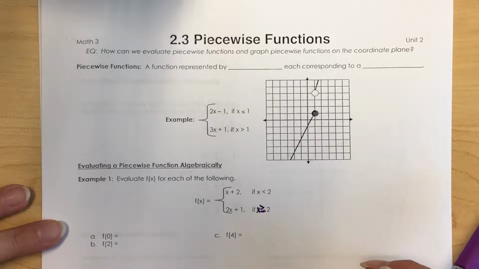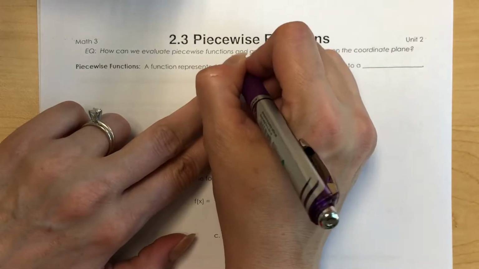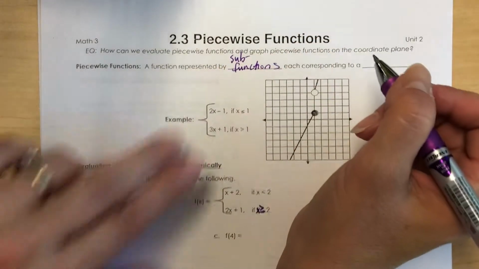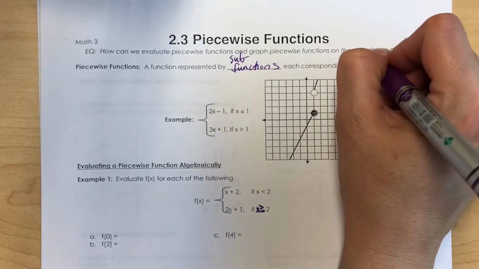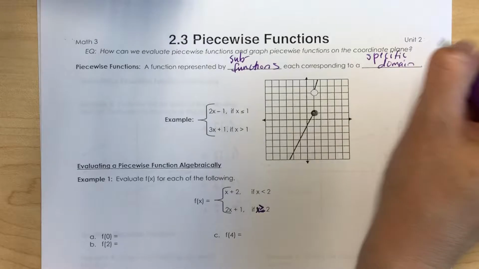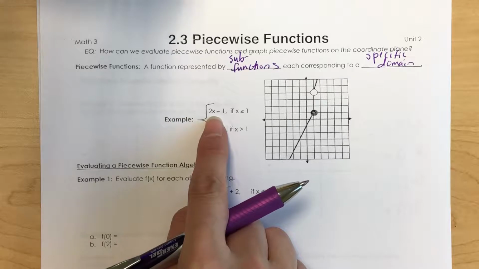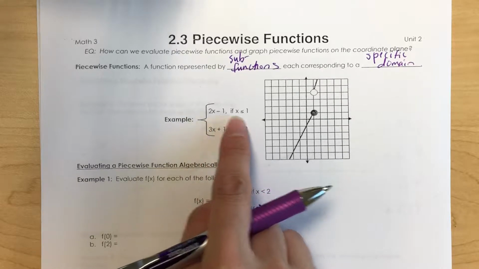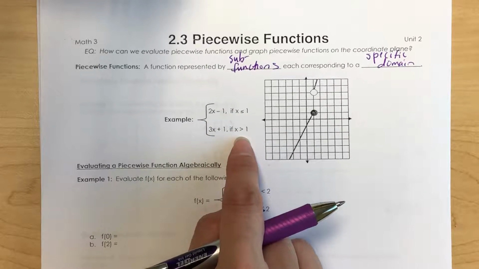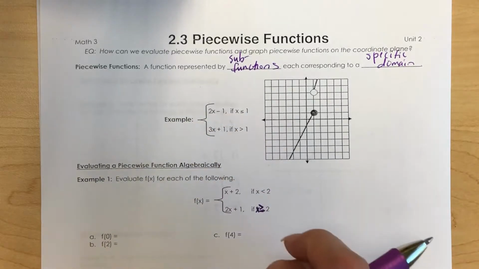All right, so let's define piecewise function. It's a function represented by subfunctions each corresponding to a specific domain. So over here in this example, the function has two pieces. It's defined to be 2x minus 1 when x is less than or equal to 1, and it's defined to be 3x plus 1 when x is greater than 1. So these would be the subfunctions, and these would be the specific domains associated with those functions.